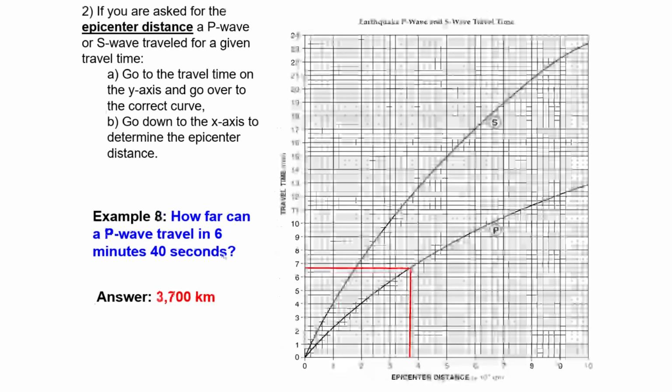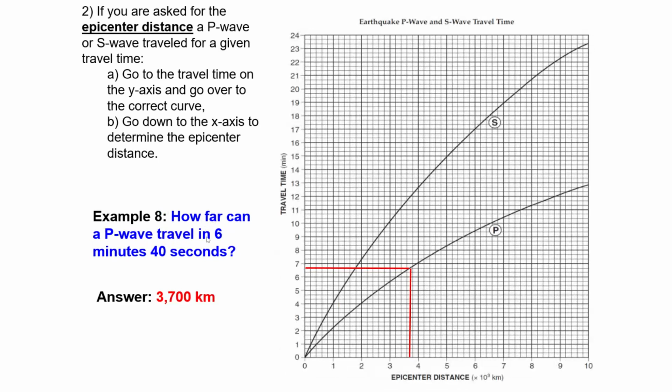For example 8, we're asked how far a P-wave can travel in 6 minutes and 40 seconds. We're given the time, so we're going to start at the y-axis at 6 minutes and 40 seconds. We're asked about the P-wave, so we're going to go towards the right, stop at the P-wave curve, go down, and you can see that the P-wave travels 3,000, 3,200, 3,400, 3,600, 3,700. The P-wave travels 3,700 kilometers in 6 minutes and 40 seconds.